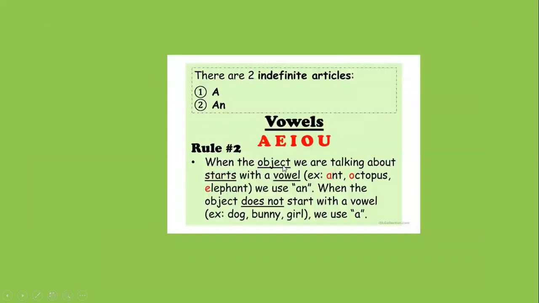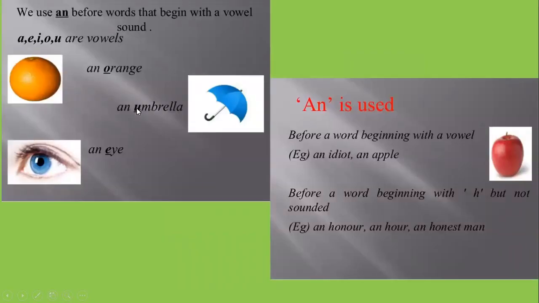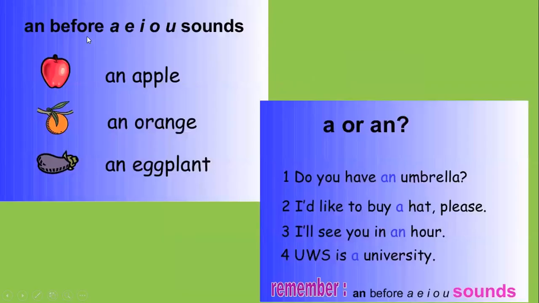Now, vowels. I hope you already studied in earlier grades: a, e, i, o, u. So whenever you are using a vowel sound with a singular countable noun, we will use "an", like an orange, an umbrella, an eye, an hour, an honor, an honest man. H is silent, so we are not getting the sound of H in honor and honest. So we will put "an" before all vowel sounds: an apple, an orange, an eggplant.